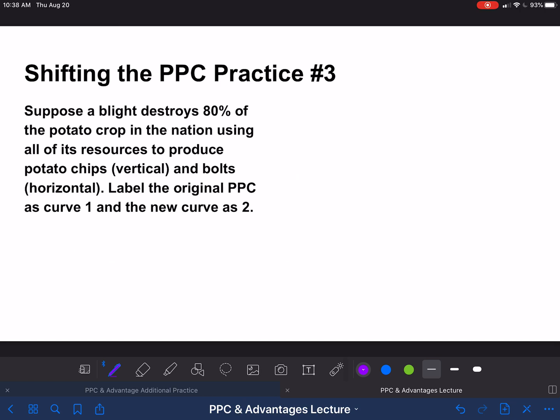So let's look at a third problem here. Sketch out our PPC. Suppose a blight destroys 80% of the potato crop in a nation using all of its resources to produce potato chips, which is on the vertical, and bolts, which is on the horizontal. Label the original PPC curve as 1 and the new curve as 2.